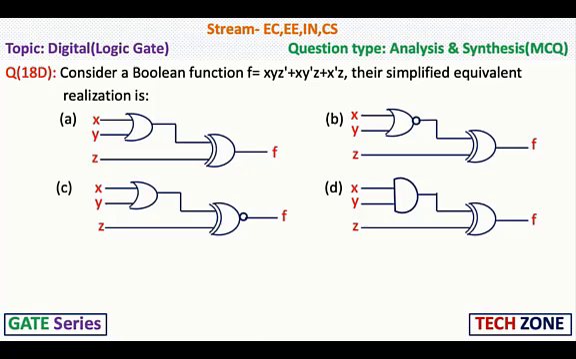Consider a Boolean function f is equal to x y z bar plus x y bar z plus x bar z, their simplified equivalent realization is.